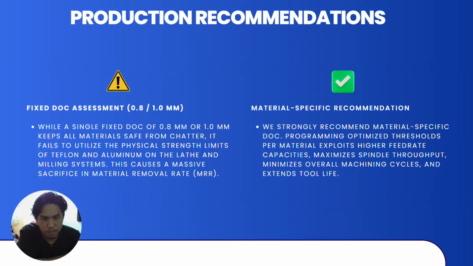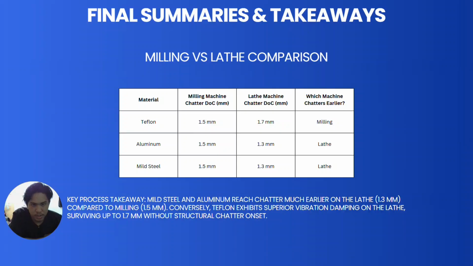Instead, we recommend material-specific DOC parameters. Calibrating optimized thresholds to match each material's physical attributes allows us to exploit higher feed rate capacities, maximize spindle throughput, and extend tool life. This is the table for comparison of milling and lathe machines, as stated earlier: for Teflon it is milling, for aluminum and mild steel it is the lathe machine.